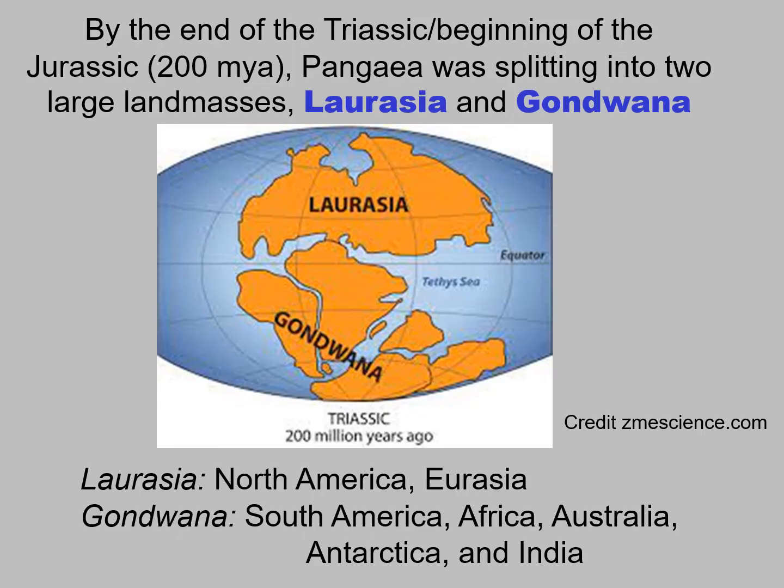By the end of the Triassic, beginning of the Jurassic, around 200 million years ago, Pangaea was splitting into two large landmasses, Laurasia to the north, including what is now North America, Europe, and Asia, and Gondwana to the south, including what is now South America, Africa, Australia, Antarctica, and India.